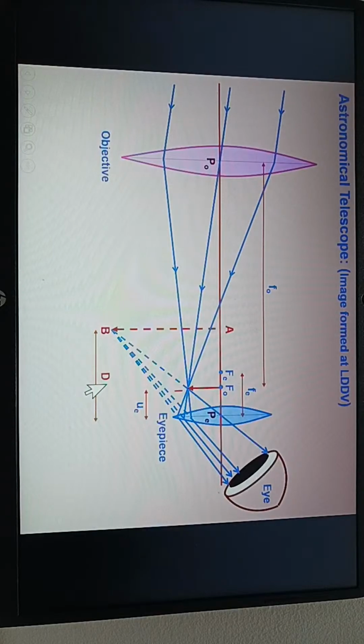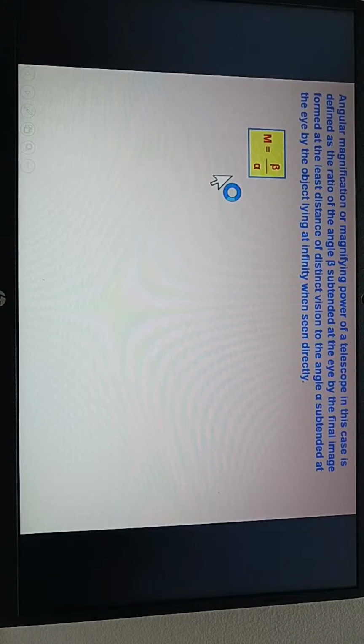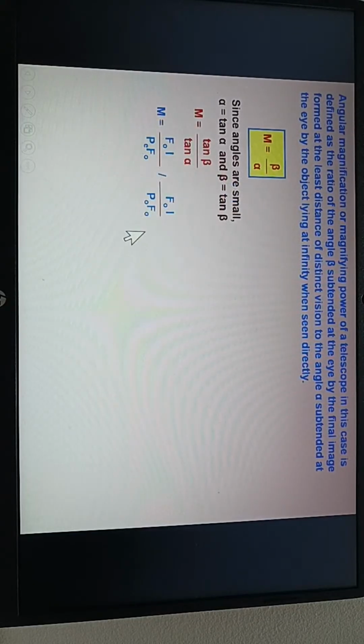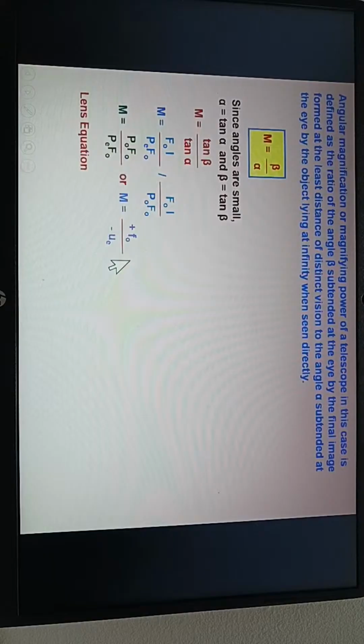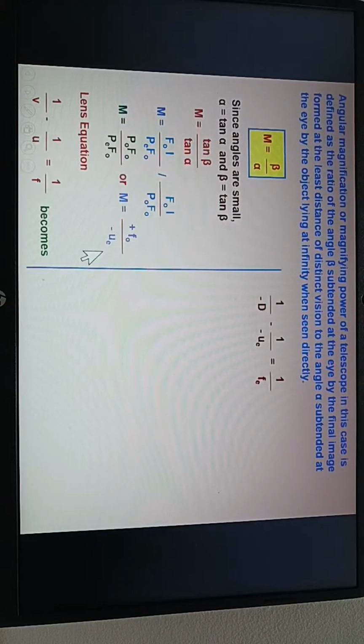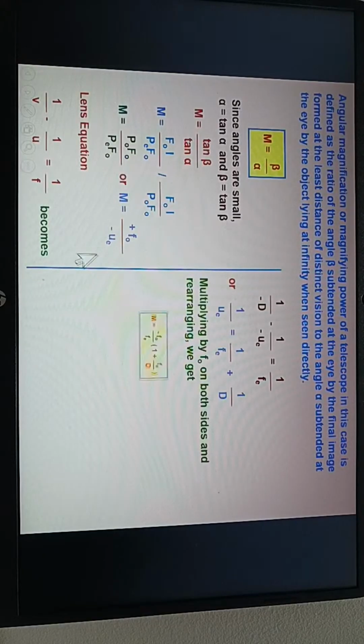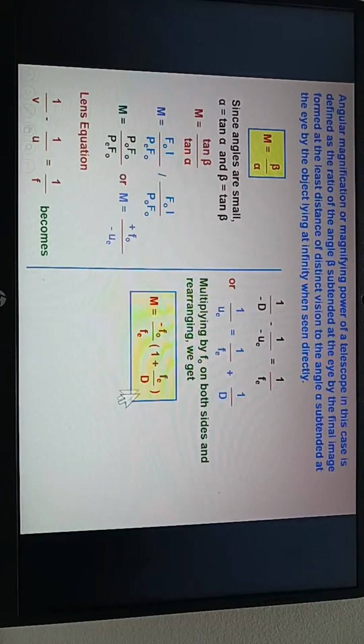Then the formula will be this, alpha, beta. Taking that beta by alpha is the angular magnification, with the help of triangles you will get this, then 1 plus F0 by Fe. When you do it you will get this formula.